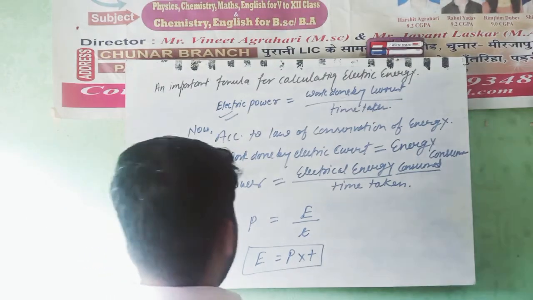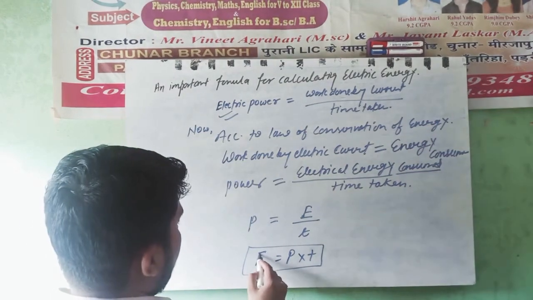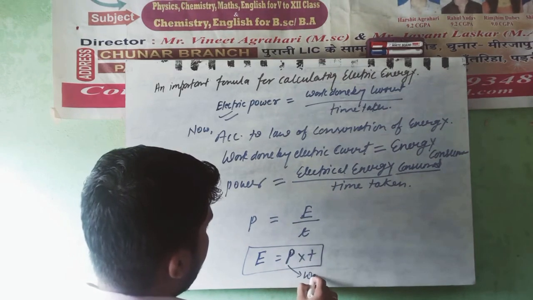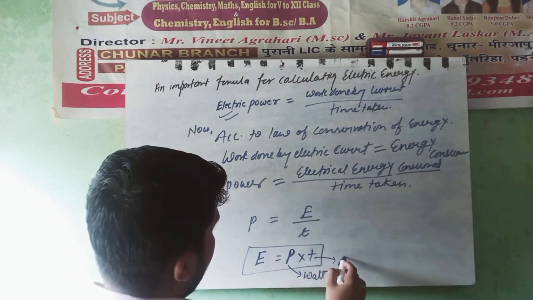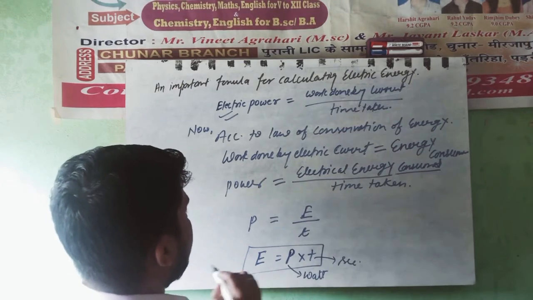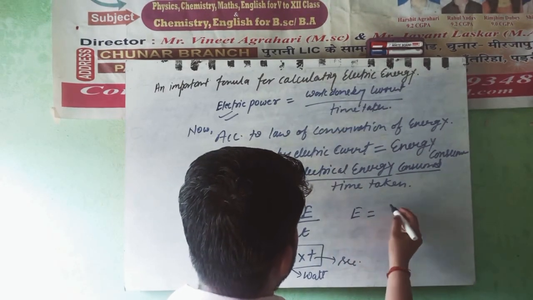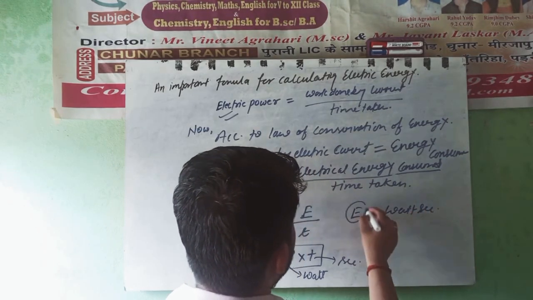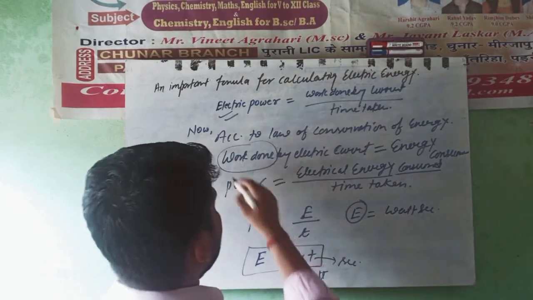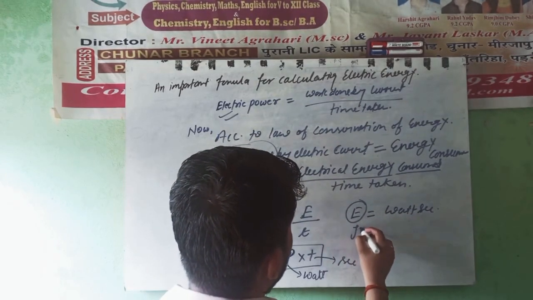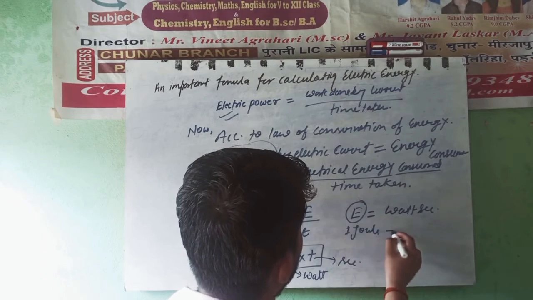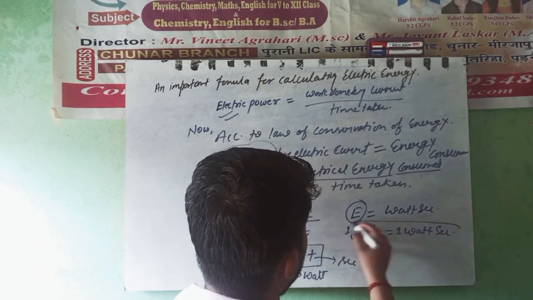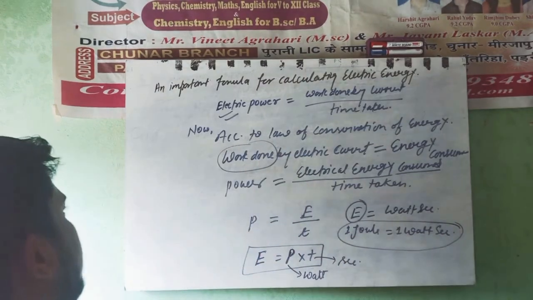So what will be the SI unit of electrical energy? Power is in watt, and time is in second. So we can say that electrical energy is expressed in watt second. Means energy is always equivalent to the work done. Therefore, 1 joule is equal to 1 watt second. Okay, now copy it.